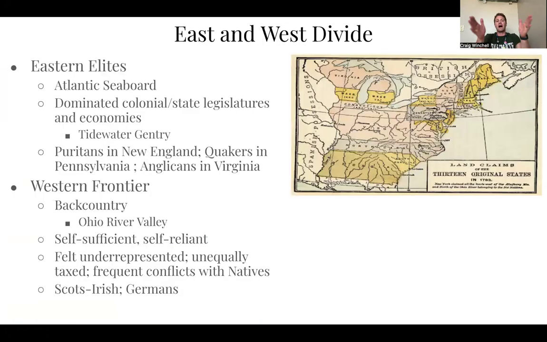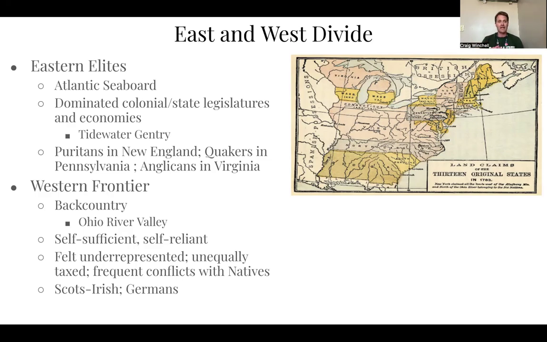Right? We're going to see divide on east-west lines throughout the colonies from the Atlantic seaboard and the frontier moving inland. It is usually, regardless of which colony it is, the eastern elites that are closer to the Atlantic seaboard, closer to the ocean, that are going to dominate colonial and state legislatures and economies, right? It's the Puritans in New England that settle along the coast. They have the power. It is the Quakers in Pennsylvania. It is the Anglicans in Virginia.